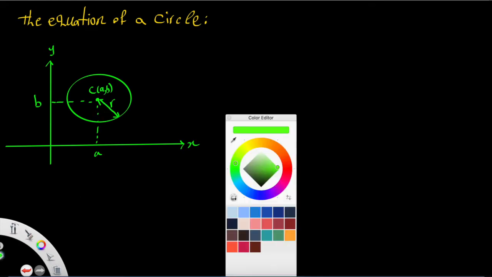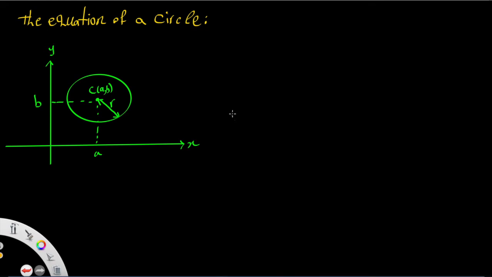Now here is the x-axis, y-axis, and the center has coordinates A and B, center AB, and this is called the radius of the circle. Now we are going to first learn how to write the equation of a circle with center A and B and radius R.